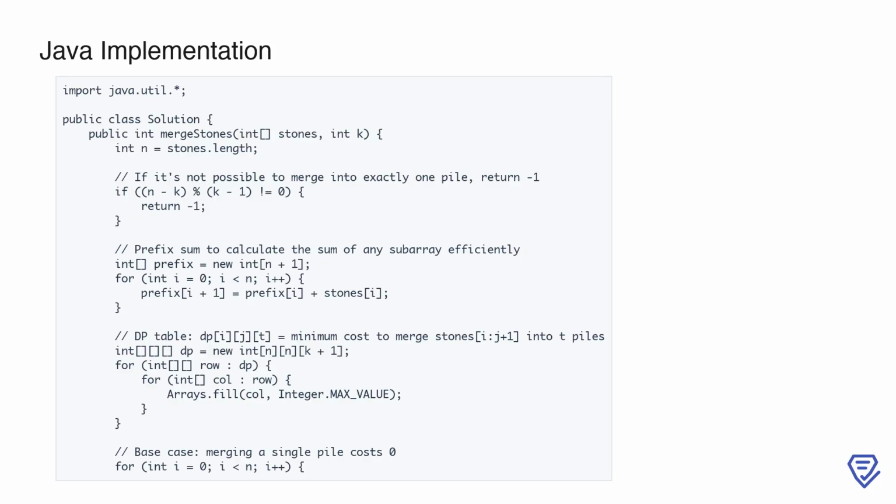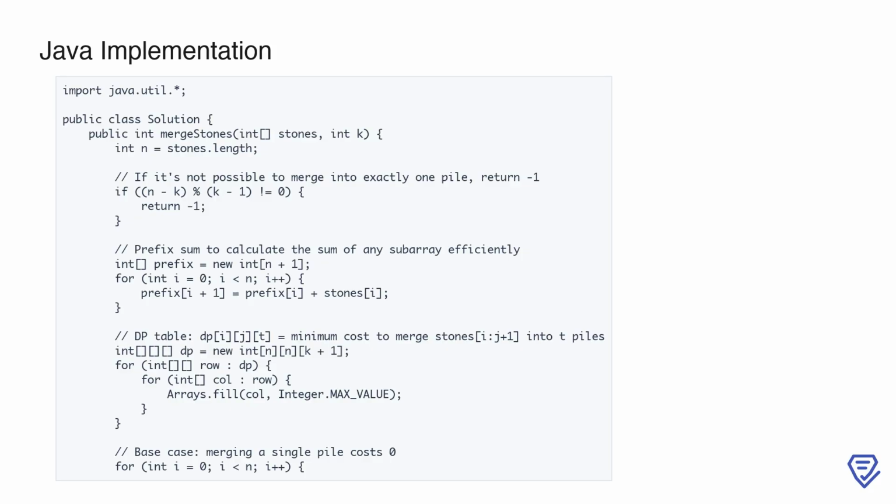Here, we begin by defining the mergeStones method, which takes an array of stones and an integer k as input. The first step is to check if it's possible to merge all piles into exactly one pile. This is determined by the condition (n - 1) % (k - 1) != 0. If this condition is true, it's impossible to achieve the desired result, so we return -1. Next, we create a prefix array to store cumulative sums of the stones. This allows us to calculate the sum of any subarray efficiently, which will be useful later.